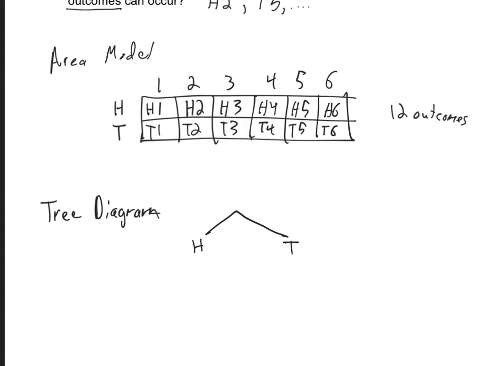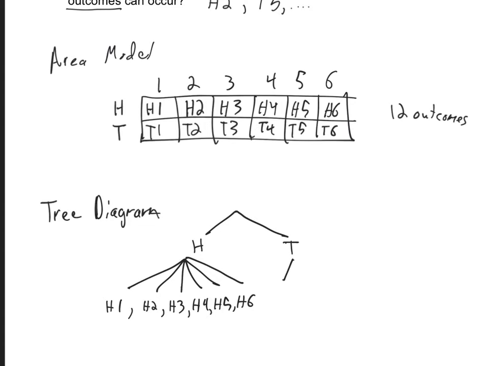And then we're going to roll the die. If we received a heads when we flip the first coin, then on the die, we could get a 1, or a 2, or a 3, or a 4, or a 5, or a 6. So these are all different possible outcomes after we flip the heads. If we flip a tails instead, and then we roll the die, we still have all of those possible outcomes for rolling the die, so we could get a 1, 2, 3, 4, 5, or 6.